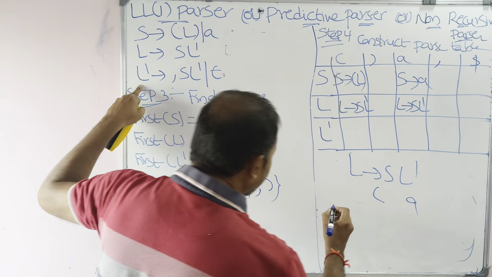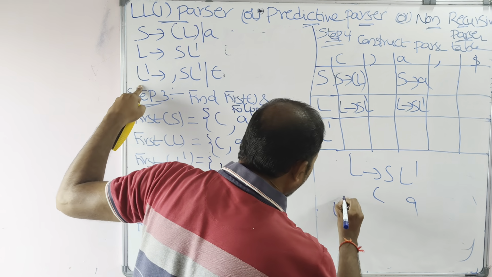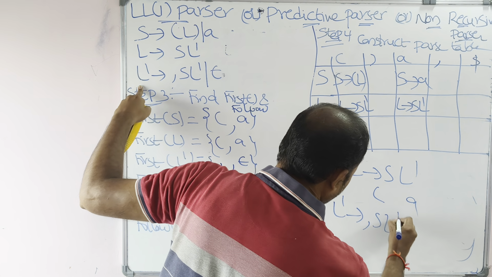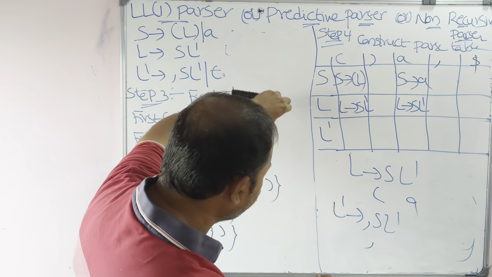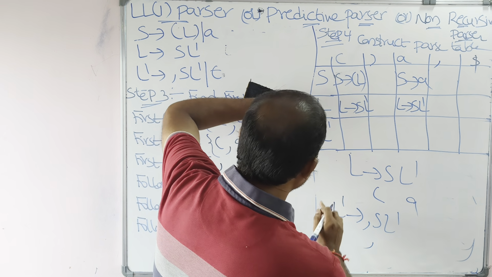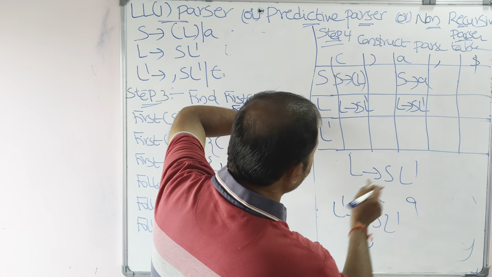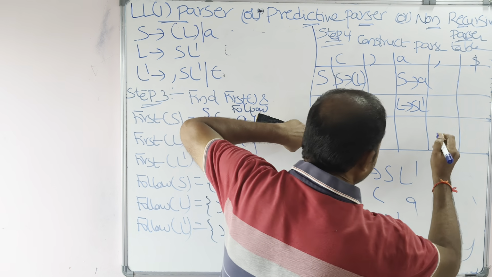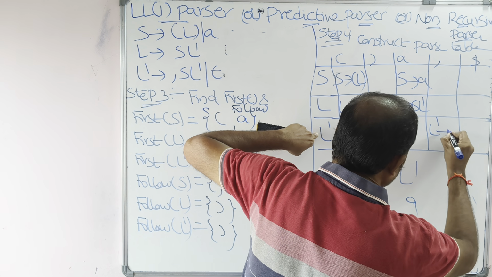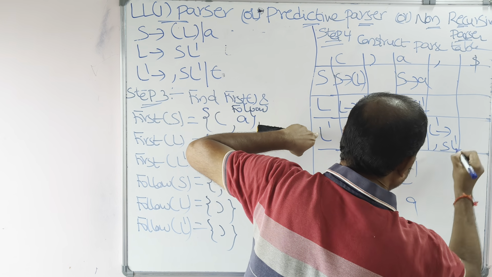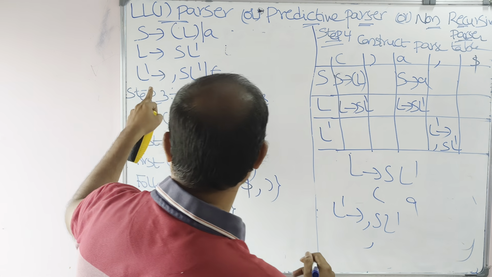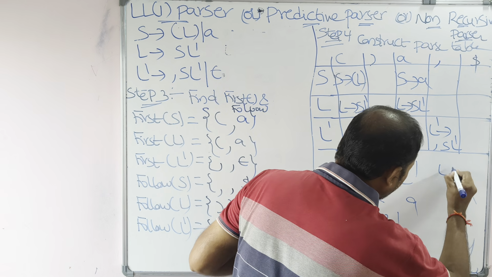Next one. L dash produces comma S L dash. So calculate first of this one. This is comma. What is the non-terminal? L dash. Terminal is comma. Add the production L dash produces comma S L dash.